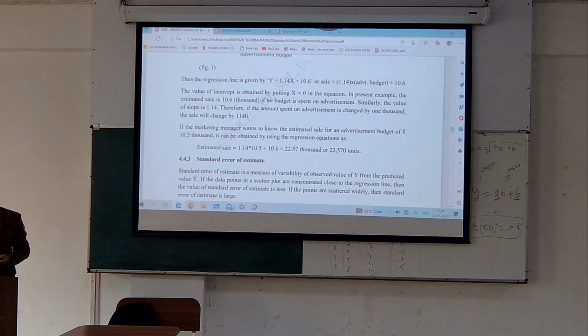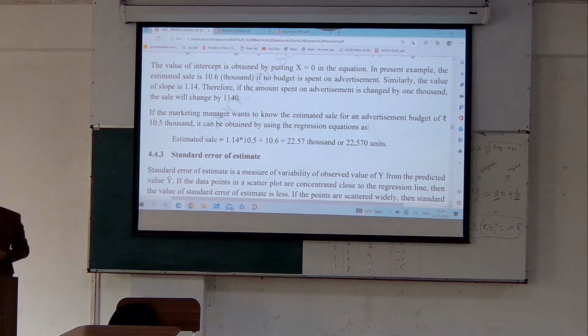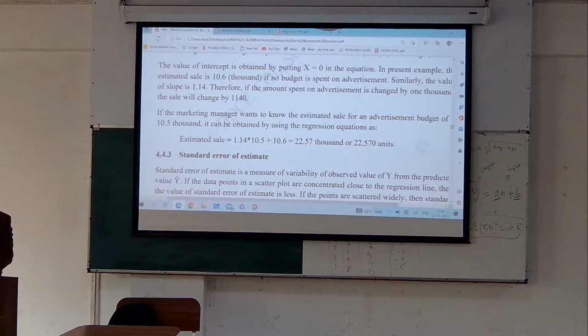So now if you see this last line, if the marketing manager wants to know the estimated sale for a budget of rupees 10.5 thousand, so you can easily obtain the sale. Sale y would be 1.14 into x, the budget is 10.5, plus the intercept or constant, which is 10.6, so you get 22.57 thousand. So इतना सेल्स होगा. This is the final motive of the regression line.